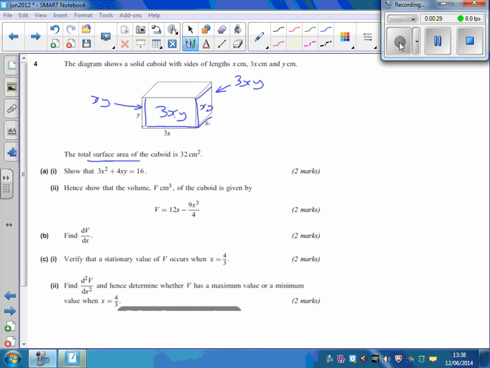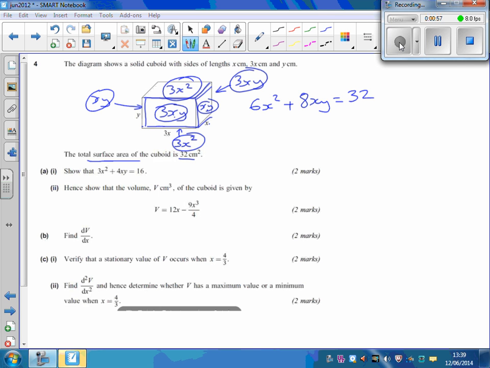And then at the top, we've got 3x times x, which is 3x squared. And on the bottom, there's another 3x squared. So what have we got all together? We've got 6x squared, and we've got 3, 6, 7, 8 xy's. And it says that the surface area is equal to 32, so let's write equals 32. I see a factor of 2 there, so let's divide everything by 2. And oh, look, that's what we were trying to get.